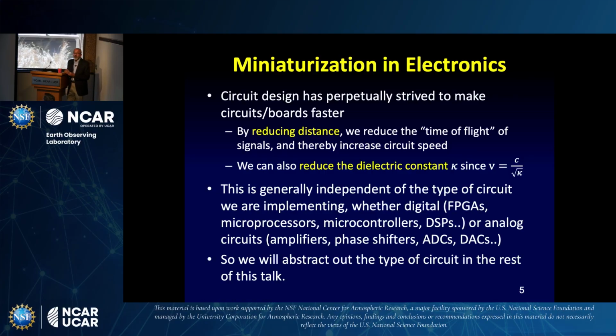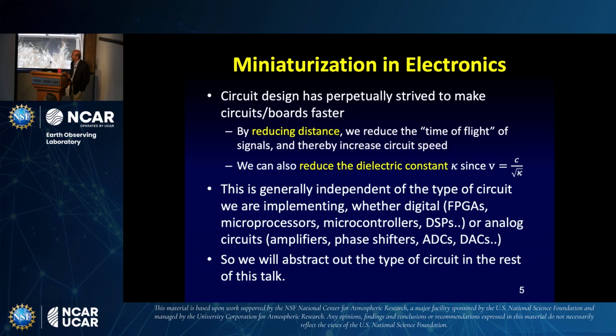And also, one other trick we can do is, remember this velocity of wave propagation was the speed of light divided by the square root of kappa, so we can drop kappa. It's hard to drop kappa too much and it's expensive, but that's another knob we have to play with.